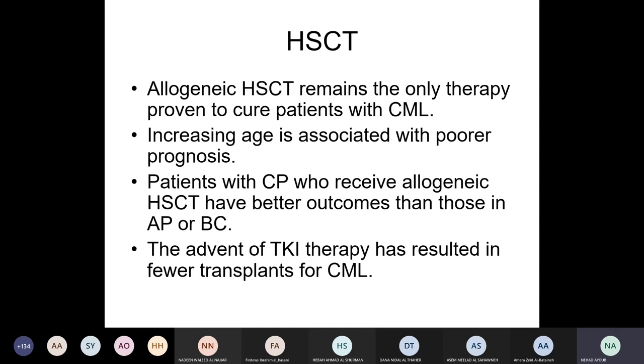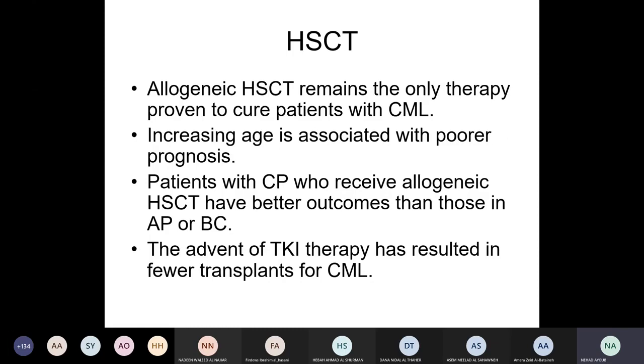there is no need to consider allogeneic hematopoietic stem cell transplant. Some patients might fail tyrosine kinase inhibitors, for example they tried two or three and are not reaching the goal, or the disease is getting worse or progressing. Then you have to think about the potential to consider allogeneic hematopoietic stem cell transplant.